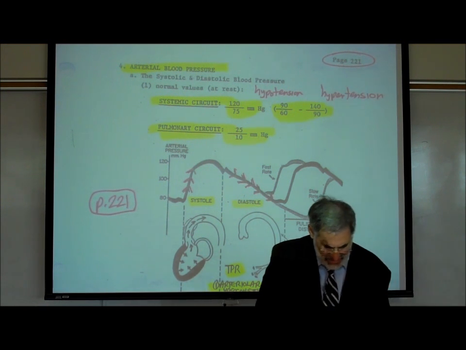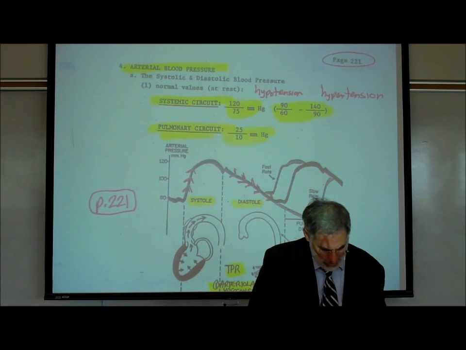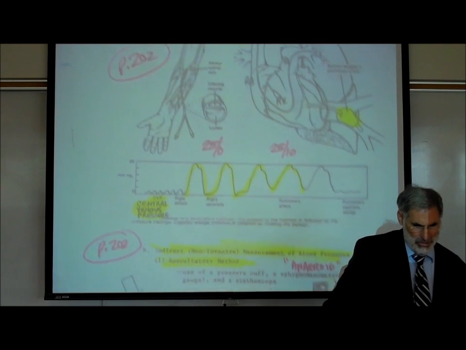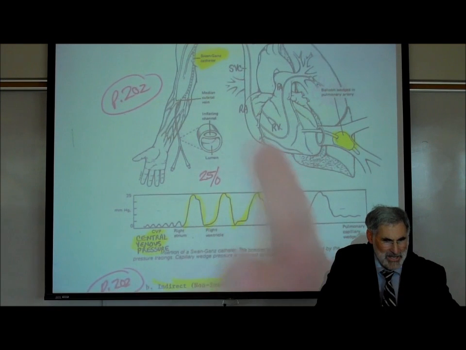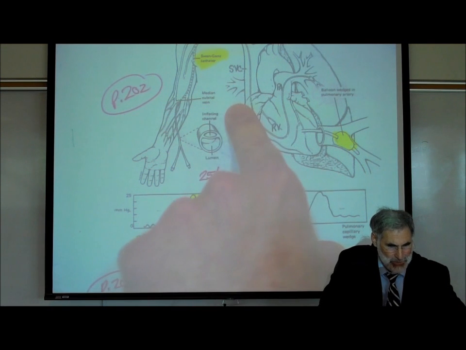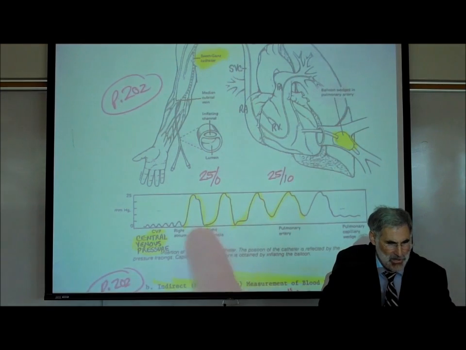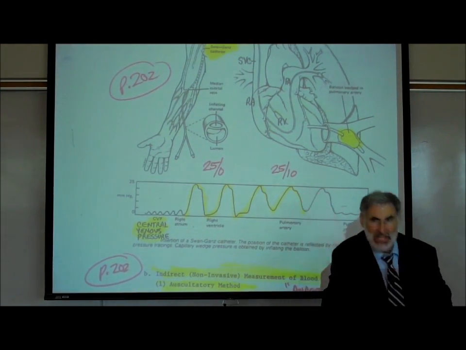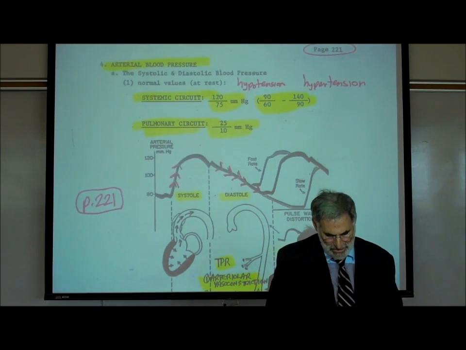The answer is yes, and we specifically mentioned it on page 202. Does anybody remember on page 202 where we talked about when we put a catheter in, we can measure the central venous pressure, the pressure in your right ventricle, and the pressure in your pulmonary artery? And what did we show was the blood pressure in the pulmonary artery? 25/10. Right? So that's a different kind of blood pressure than in your systemic circuit.